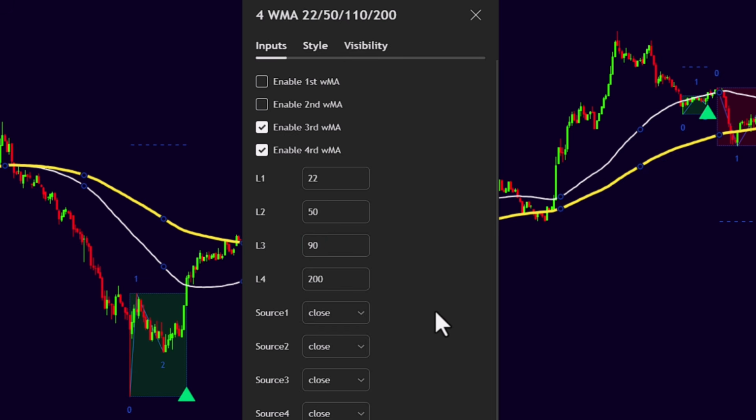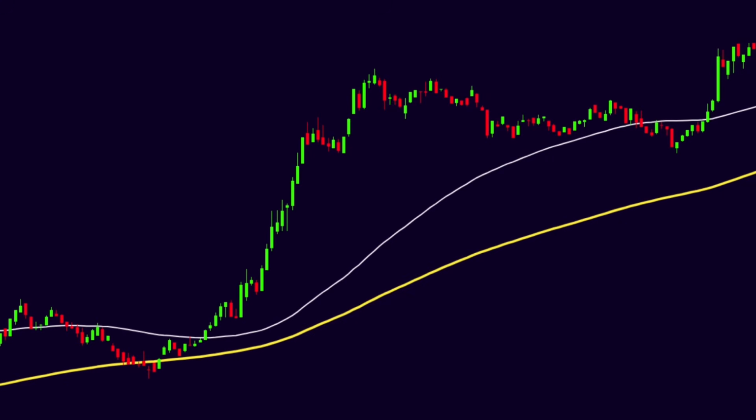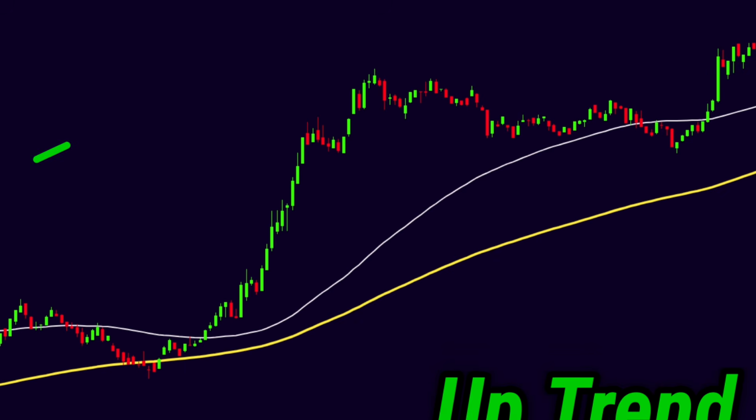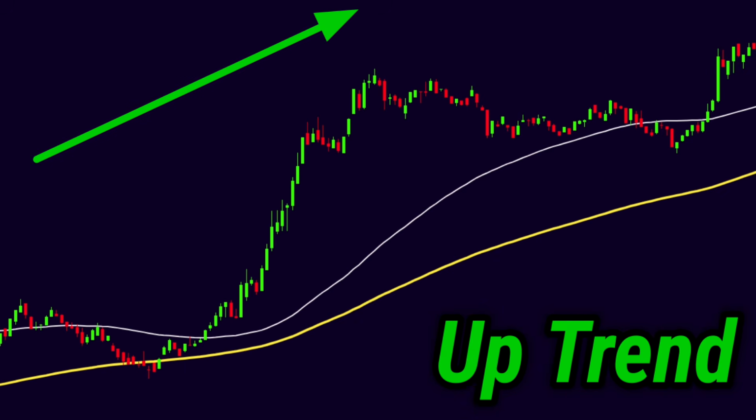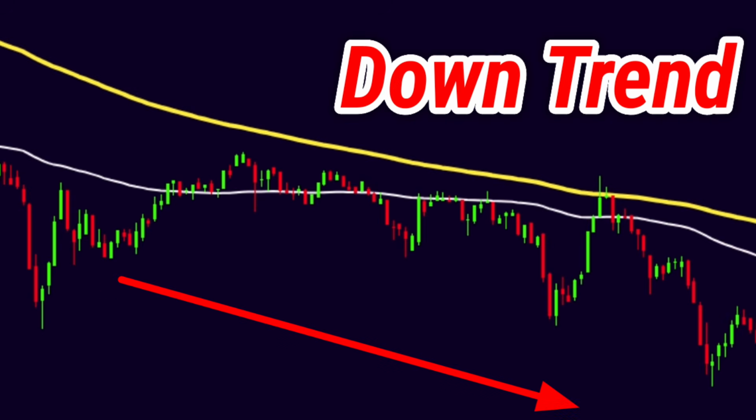Understanding trends is key to making this strategy work. Here's the rule: if the price is staying above the 2 WMA lines, we're in an uptrend, so we'll only take buy trades. If the price drops below the lines, we're in a downtrend, meaning we only take sell trades. This keeps us trading with momentum rather than against it.